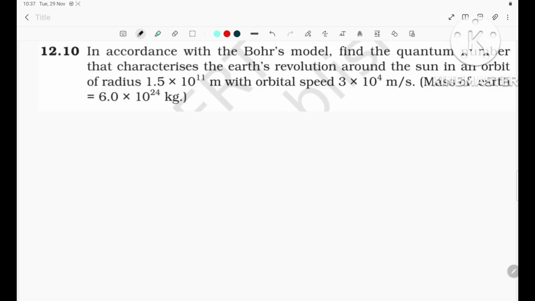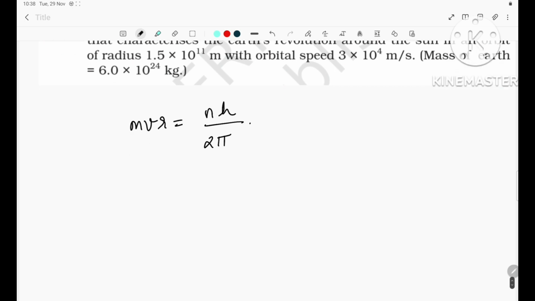Clear? The last question in this chapter. In accordance with Bohr's model, find the quantum number that characterizes the Earth's revolution around the Sun in an orbit of radius 1.5 into 10 power 11 meter with orbital speed this much and mass this much. So they are asking us to calculate what will be the nth orbit if the orbit was quantized according to the Bohr's model. So we know very well the Bohr's quantization condition is mvr is equal to nh by 2 pi, correct? So when we have this, we have mass of the Earth and we want to calculate n, isn't it?